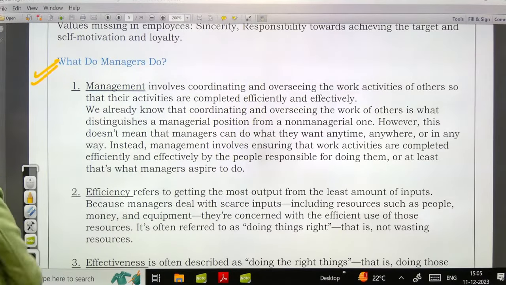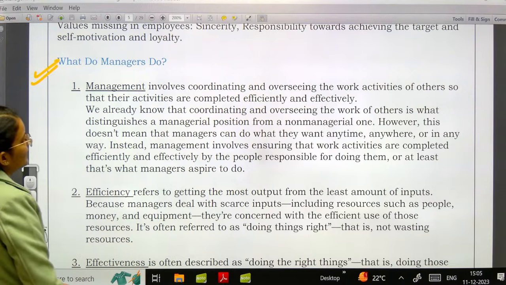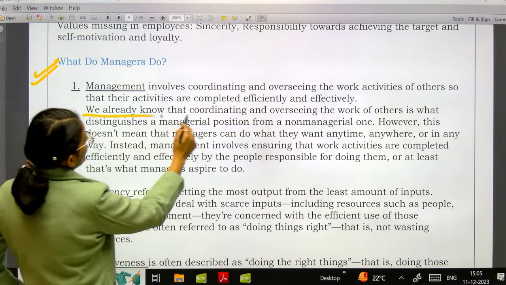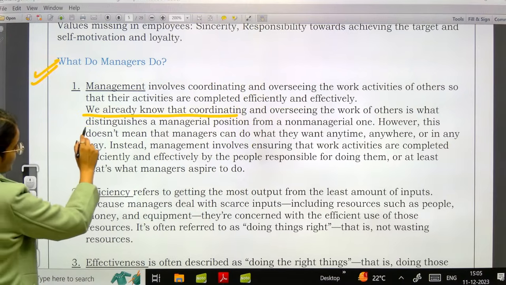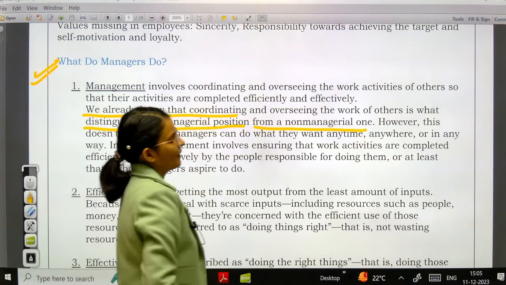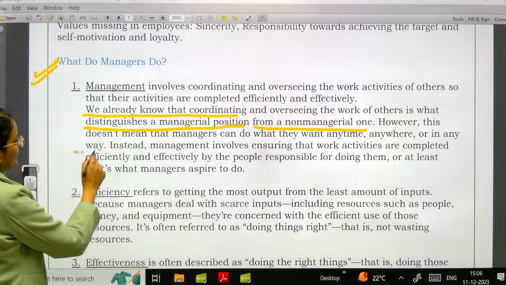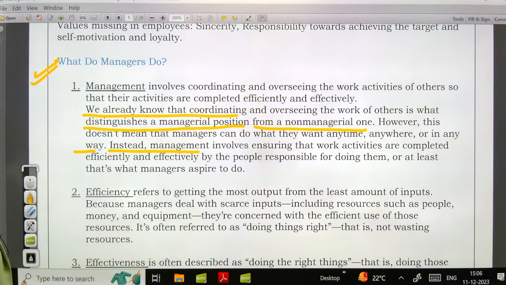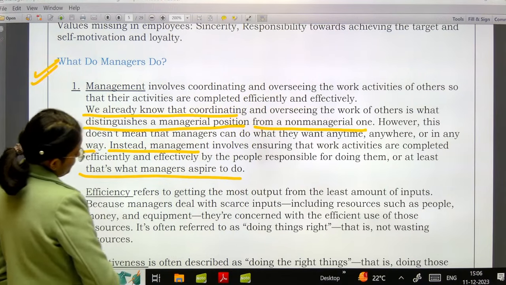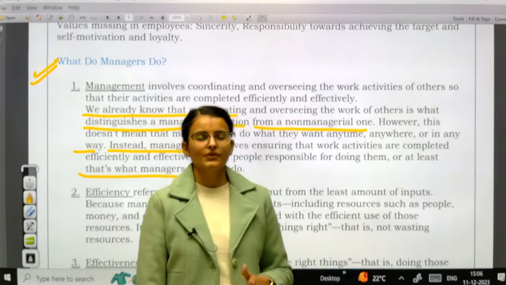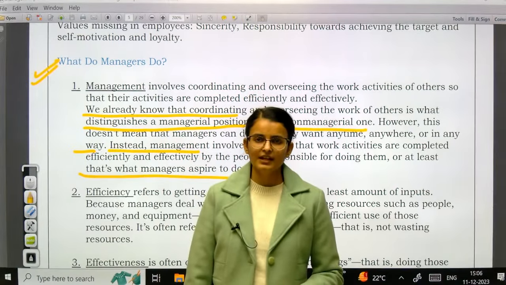Now, what do managers do? First, management involves coordinating and overseeing the work activities of others so that their activities are completed efficiently and effectively. We already know that coordinating and overseeing the work of others is what distinguishes a managerial position from a non-managerial one. However, this doesn't mean that managers can do whatever they want anytime, anywhere, or in any way. Instead, management involves ensuring that work activities are completed efficiently and effectively by the people responsible for doing them. That's what managers aspire to do. So management involves coordinating and involving the employees of the organization positively, efficiently and effectively to do a particular task.